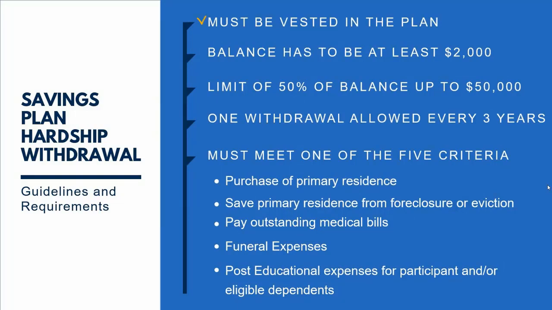You have to be vested in the plan, and I explained how you become vested. You have to have a balance of at least $2,000 in your savings account. You're only allowed to take up to 50% of the account balance, up to $50,000. You're allowed one withdrawal every 3 years. And most importantly, and these are IRS guidelines, these are not Carpenter guidelines, you must meet one of the 5 criteria.